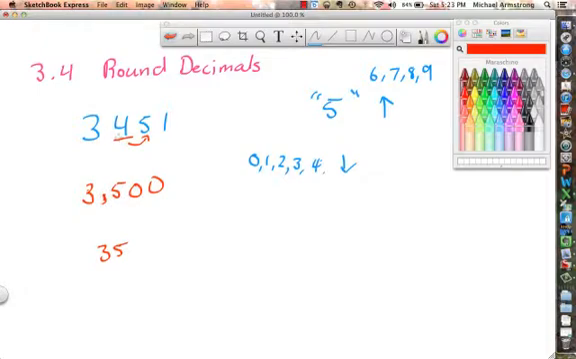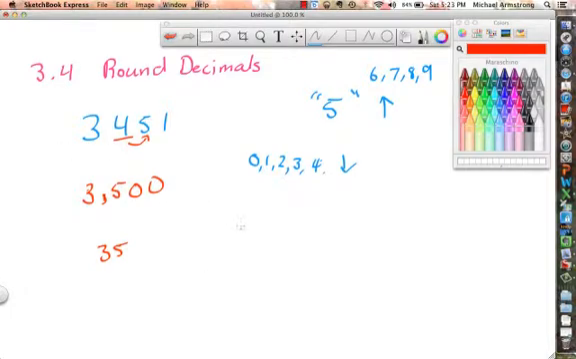So really what we're doing is rounding to the hundreds place. Is this number closer to 3,400 or 3,500? And we look over here, and this 55 tells us that it's right in the middle, or it's closer to rounding up to 500.